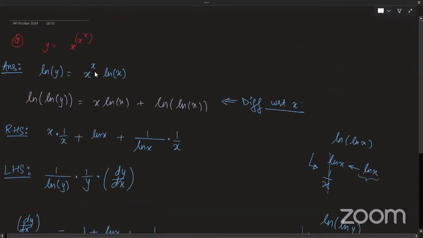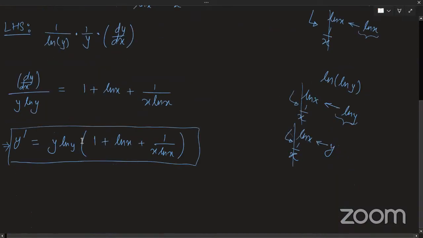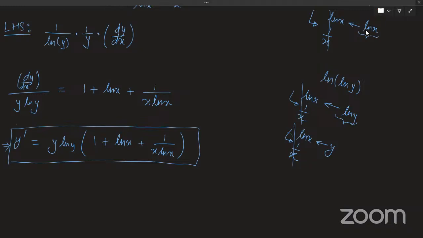You can approach it by the other method also, but for that you will need to first evaluate the derivative of x raised to x. After that, you will be able to do it and you will get the same answer. So I hope all of you were able to do this question. It was really simple, right? Everyone? Any issues in this?